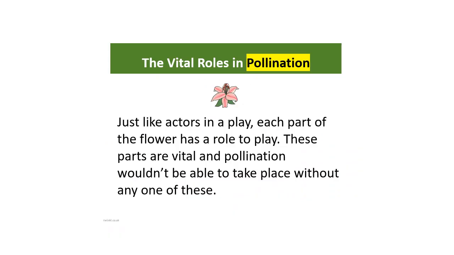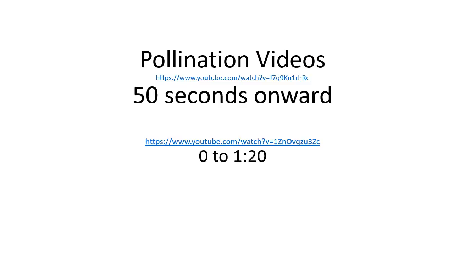Flowers are important in this process for plants called pollination. It's just like actors in a play, each part of the flower has a role to play. These parts are vital, and pollination wouldn't be able to take place without any one of these. So let's talk about these parts. If you need to watch a video about pollination to see it in action, there are 2 YouTube videos here so you can see pollination in action.